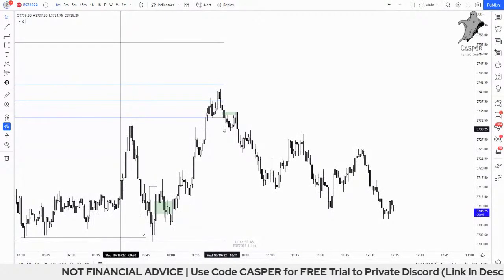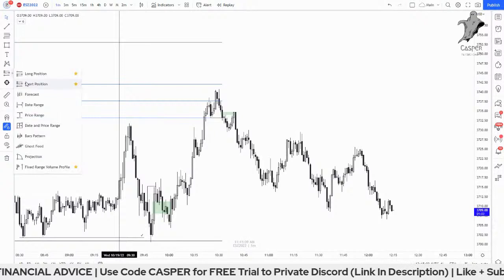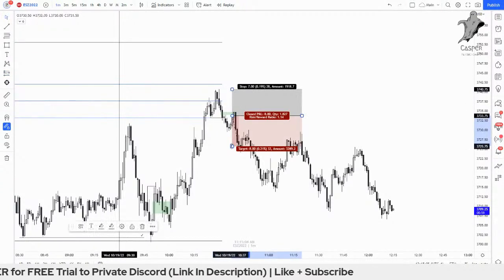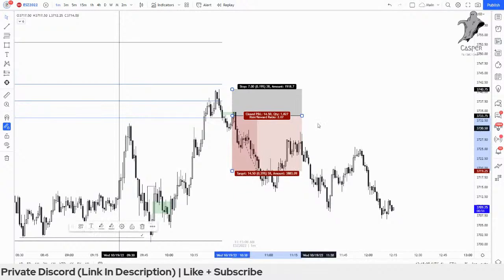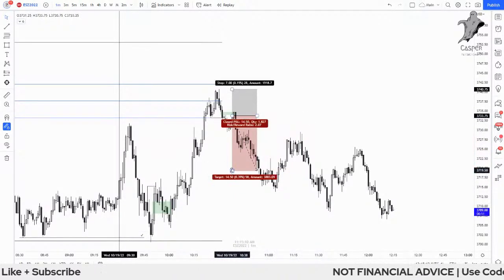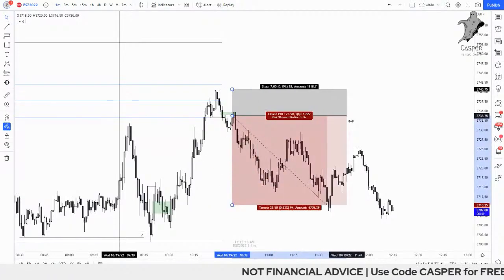Now, this move could have already been capitalized. If you did a fixed 2R, it would have been very quickly met, about 15 minutes or so. All right, that might have been your target. You might have targeted this low. That was also met.